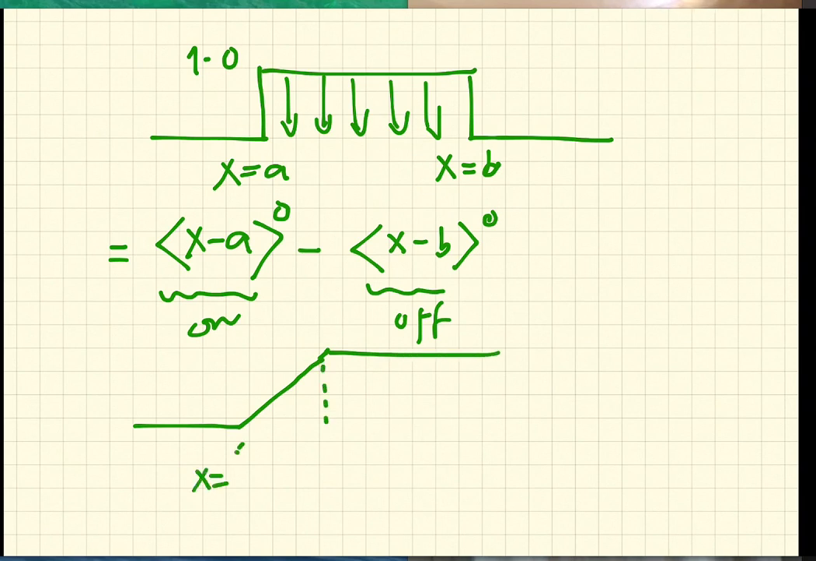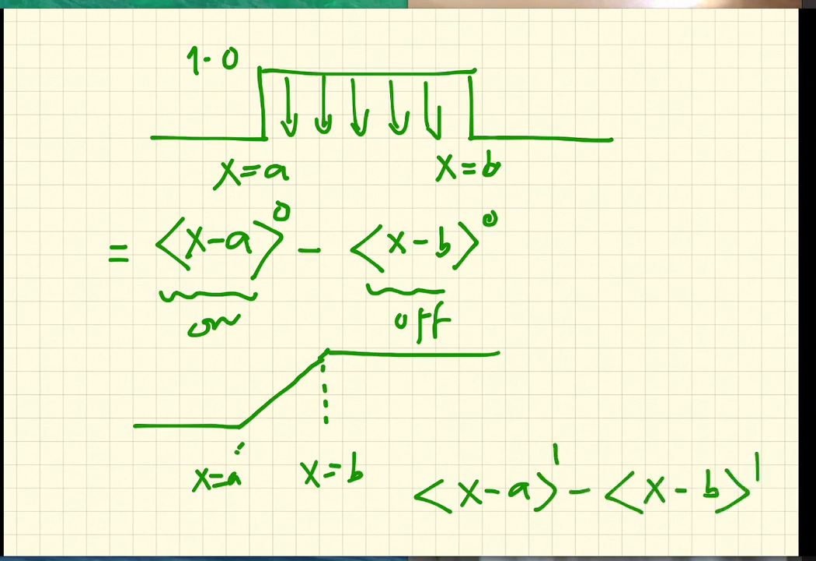So at x equals a and x equals b, this will be the difference between two ramps, x minus a to the power 1 minus x minus b to the power 1. That means the ramp is only operating in a segment on the beam, as you can see here.